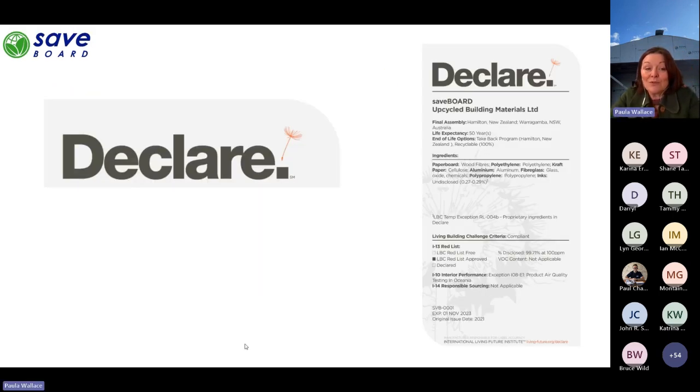saveBOARD products can also be used for a Living Building Challenge project because they have a Declare label.